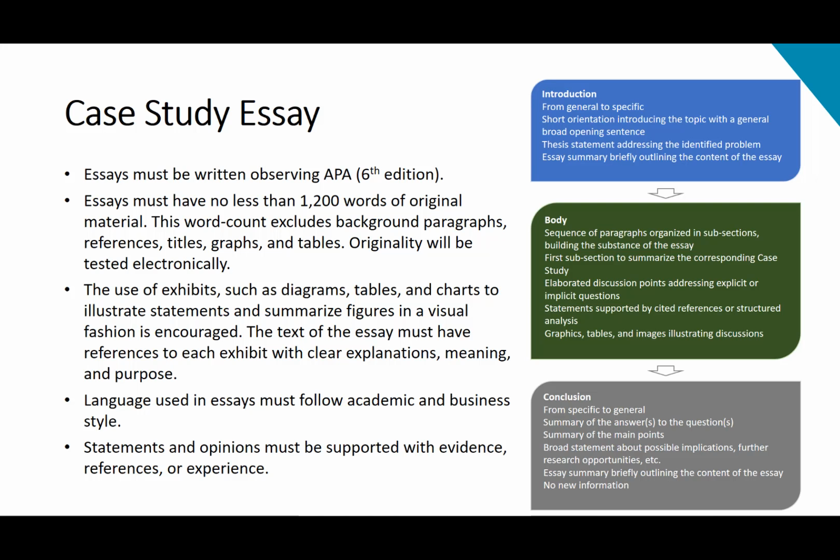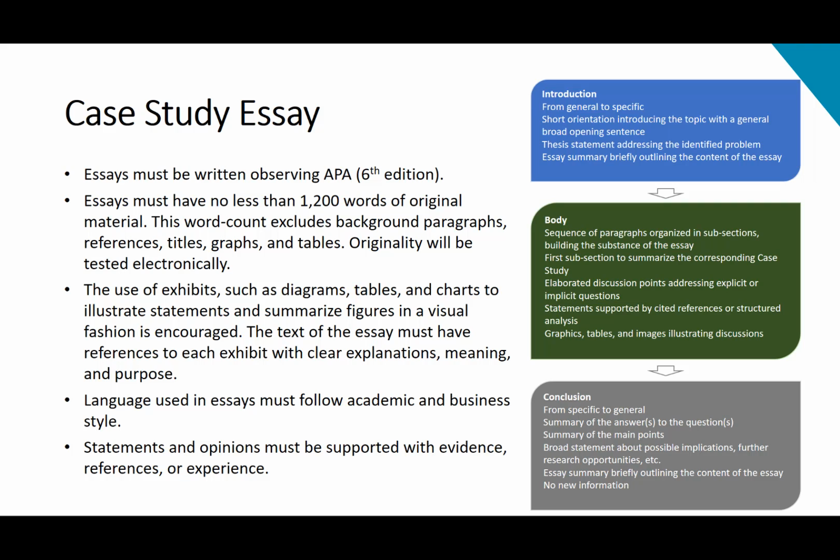The use of exhibits such as diagrams, tables, and charts is highly encouraged to illustrate statements. They should be referenced in the text, and the source of the information should be stated. The language used in essays must follow academic and business style. Statements and opinions must be supported with evidence, reference, or experience.